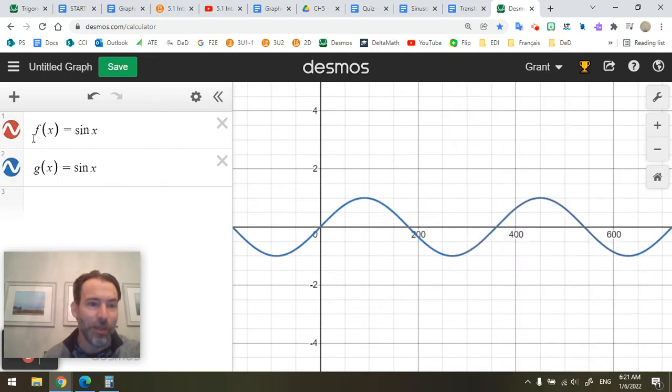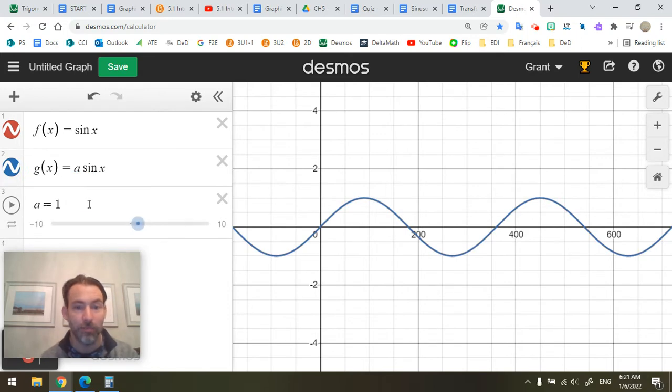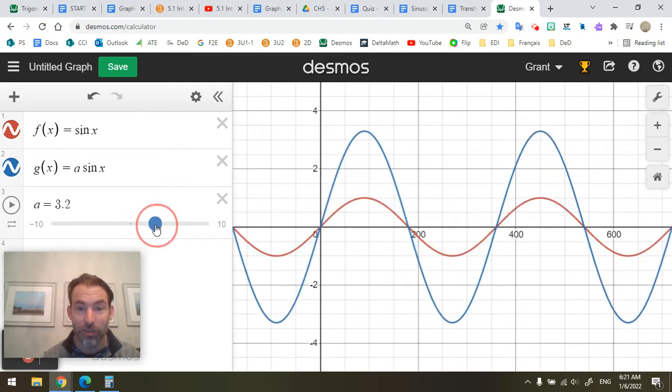Okay, now we have here f of x is equal to sine x, and then I have another one, g of x is equal to sine x. I'm going to apply my transformations to g of x so that I can compare it to the parent function as I transform it. And let's start with a. A goes there. It's multiplying the output. So when I put this here, what that's doing is it's multiplying the value of sine x. And you can tell it to add a slider. Right now, a is 1, so g of x is equal to f of x. But as soon as I start changing a, g of x starts changing.